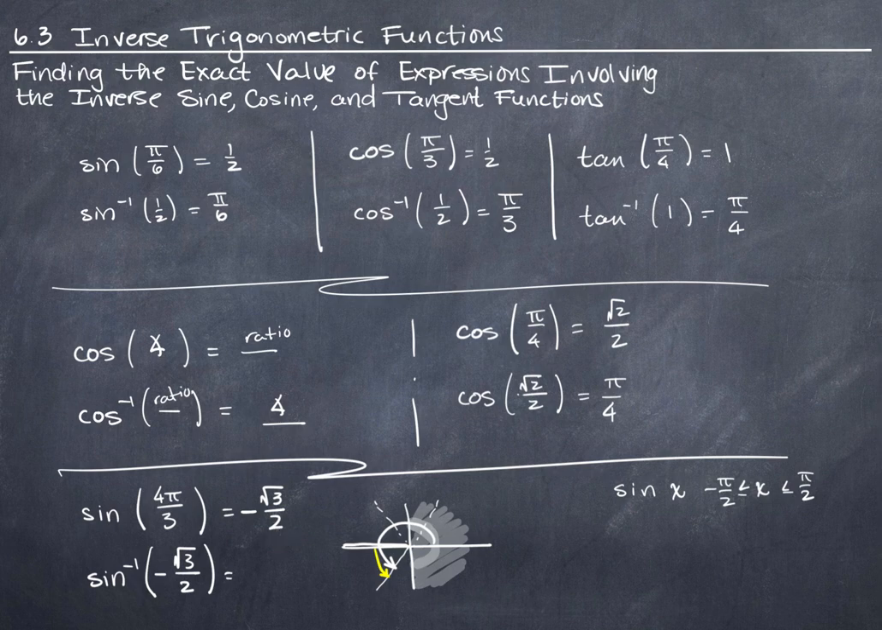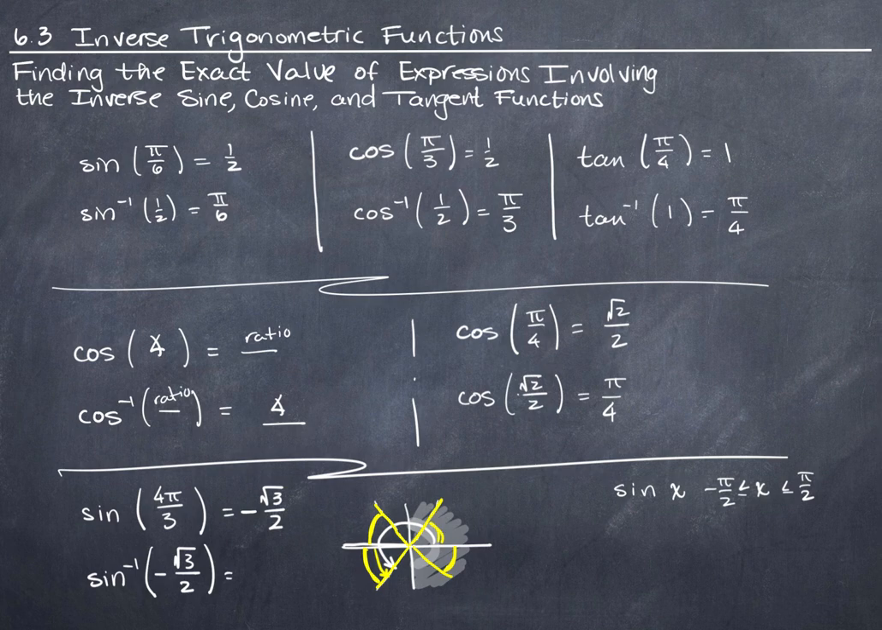Well, they're all going to have a reference angle of 60, right? Of pi over 3. So it could be this one. It could be this one. It could be this one. Or it could be this one. These angles all have a reference angle of pi over 3, just like 4 pi over 3 does.